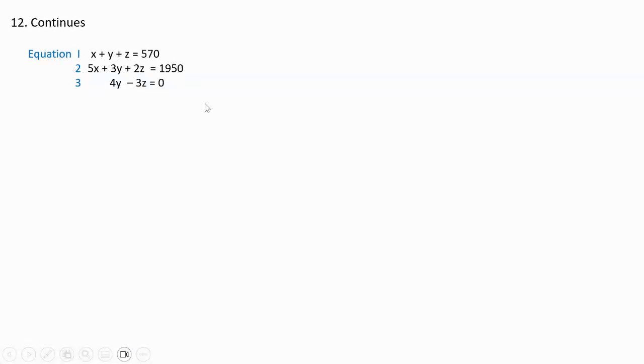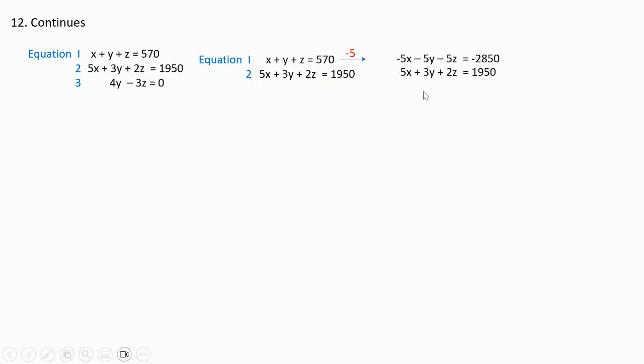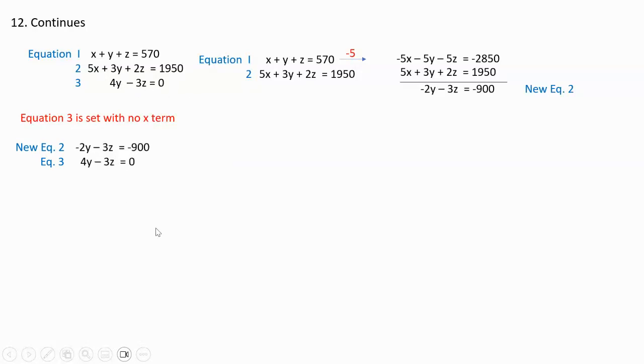Okay, remember that we're going to take equations 1 and 2, get rid of the x's, and then also 1 and 3. So this is what we'll be doing. We're going to multiply -5 times equation 1, and then add the result to equation 2. So this will be my new equation 2. Then, if you notice on equation 3, there's no x term, so I don't have to do that step. We can skip that part. So equation 3 becomes my new equation 3.